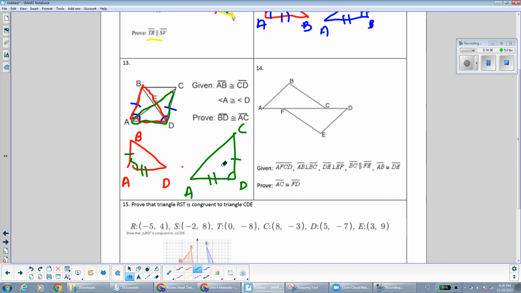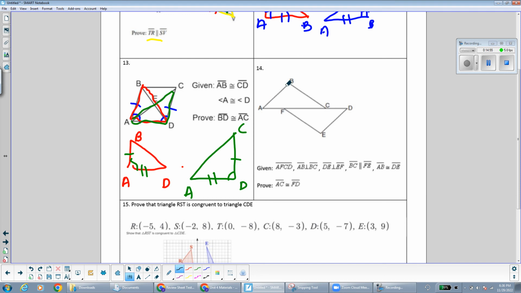So in your proof, after your givens, there's only one more thing before the SAS. AD is congruent to AD by reflexive property. Then you can say triangle BAD is congruent to triangle CDA by SAS. And then finally, BD is congruent to AC by CPCTC.